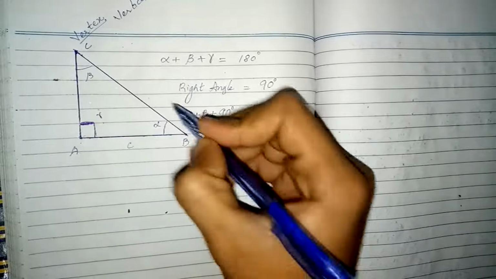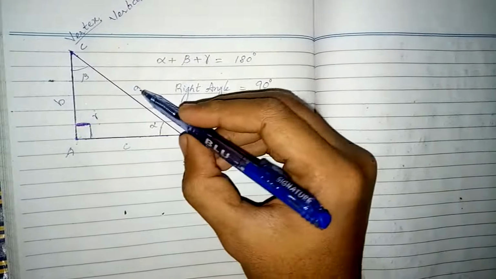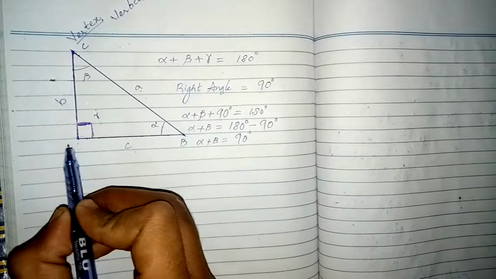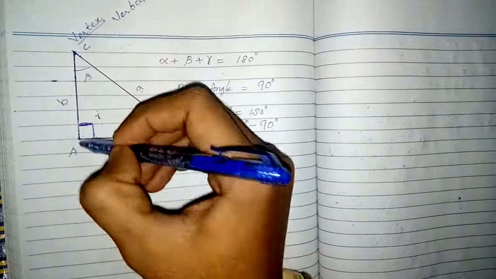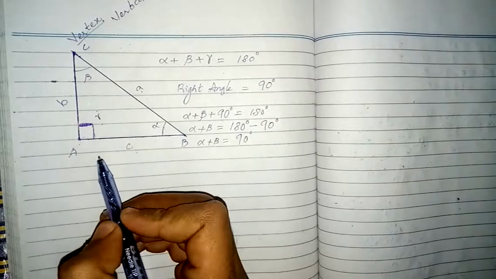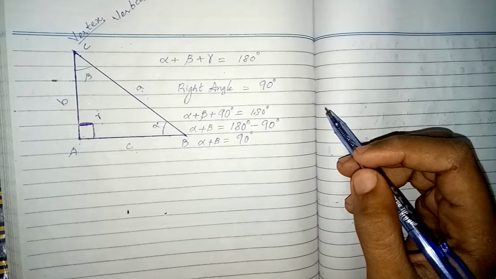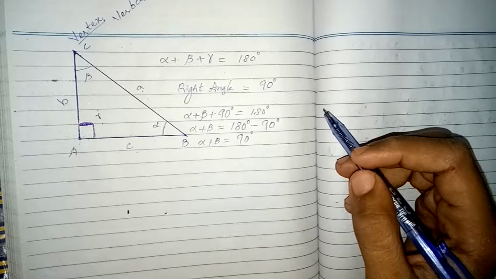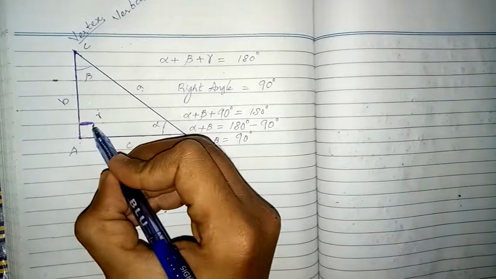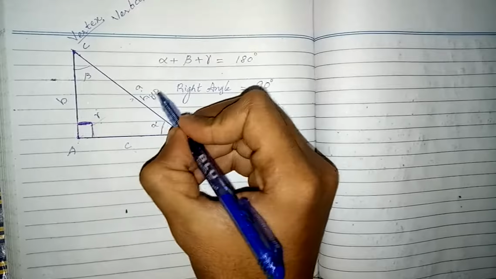If I name it C, A and B, there are three sides A, C and B, where A is the length of this line, C is the length of this line, and B is the length of this line. So what will these lines be called? In a right angle triangle, there are three main sides: hypotenuse, perpendicular and base. So what is the hypotenuse? The hypotenuse is the side opposite the right angle.